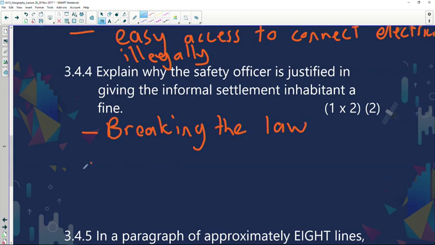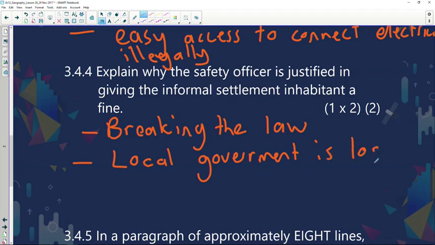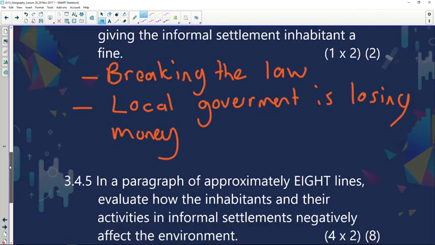And thirdly, because he's not paying for the electricity, the government is not making money off it. So we can write the local government is losing money. So those might be the reasons.